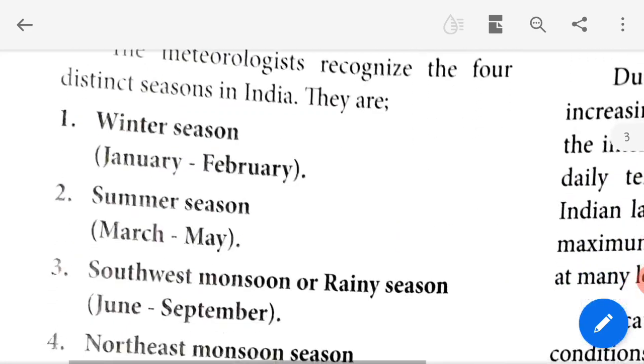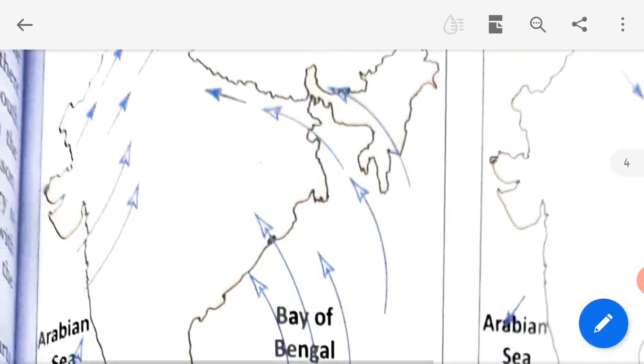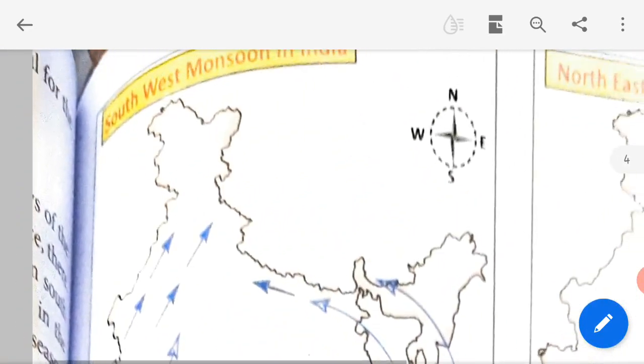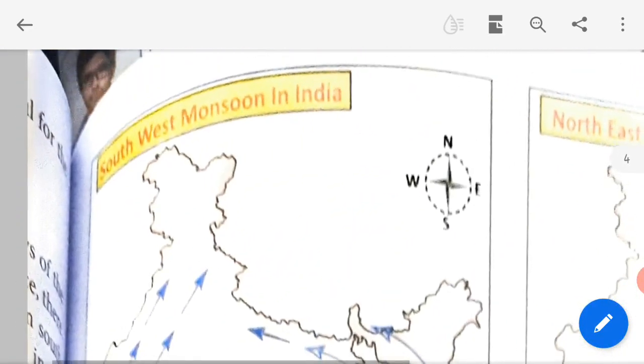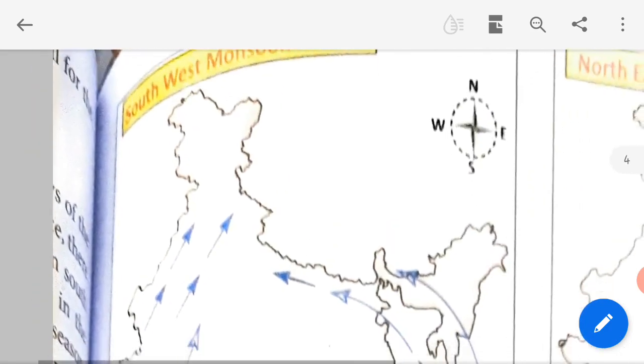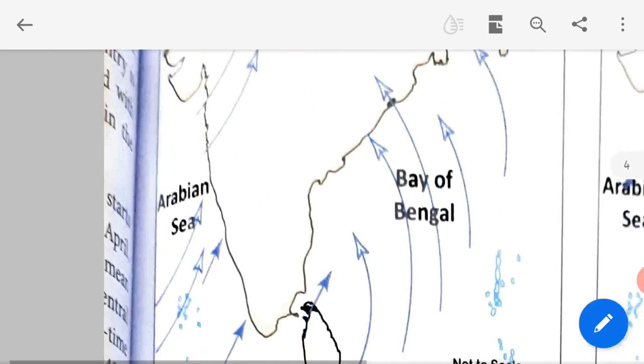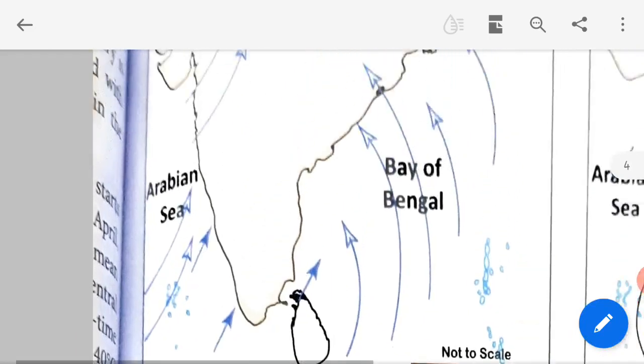Before we go to seasons, let me first show you the map here. This is the southwest monsoon in India. Now if you see here, the north part is on top, the south is on the bottom. We have east on your right hand side and west on your left side. So now the topic here is southwest. Where is south? Down part. So this is your south.